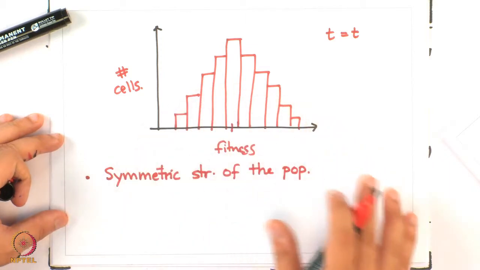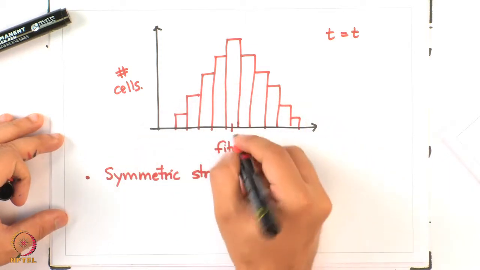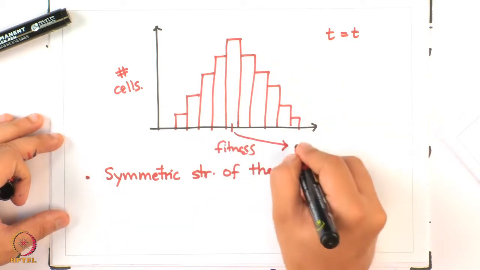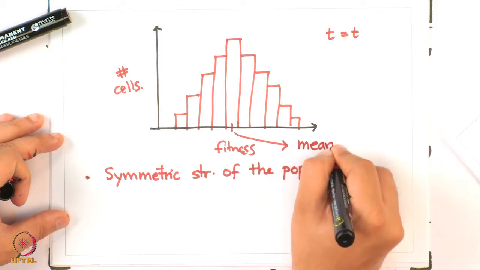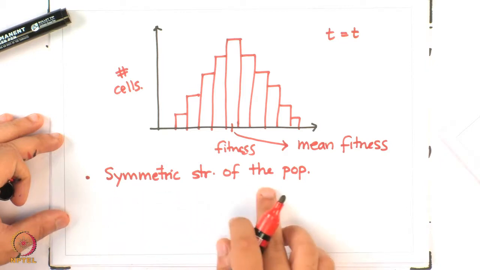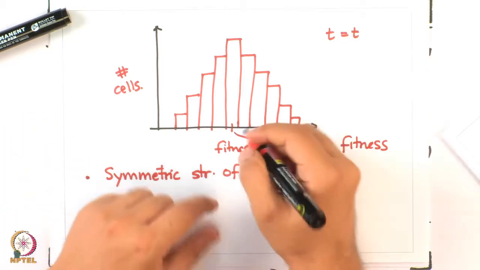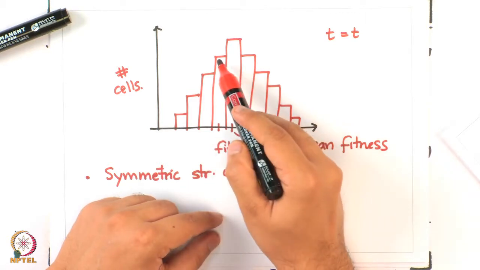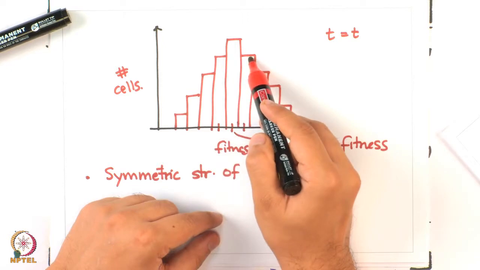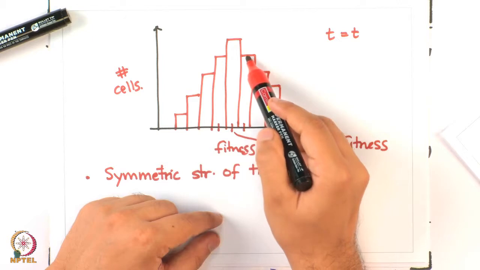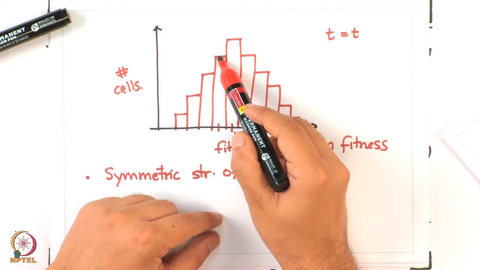If we assume a symmetric structure of the population, that automatically implies that the middle histogram here, which is the highest in frequency, represents the mean fitness. Because we are saying that the structure is symmetric about the mean, then this is f naught plus s, this is f naught minus s, and the number of individuals belonging to each are equal, and hence we have the same number of individuals at f naught plus s and at f naught minus s.